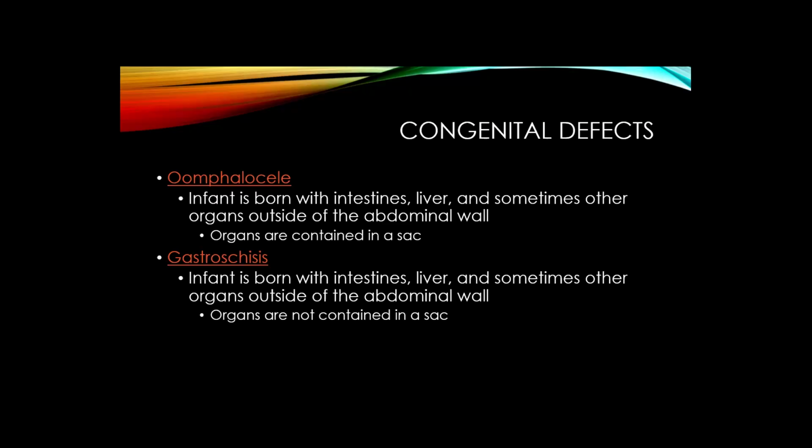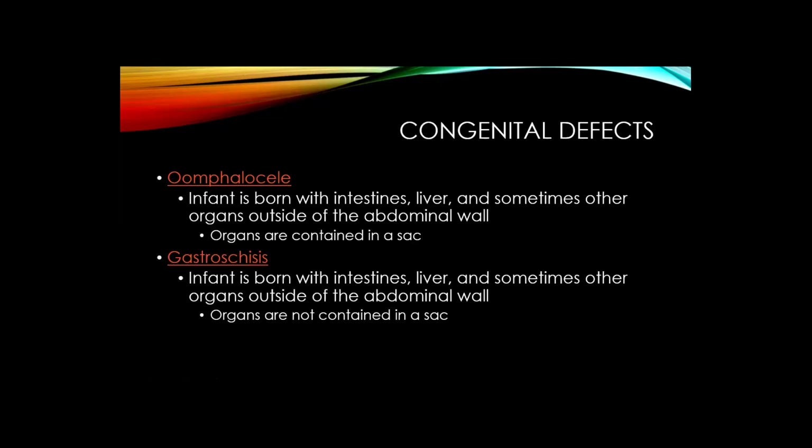Okay, gastroschisis is still an abdominal wall defect, but there's no sac containing organs. So the infant's born with intestines, liver, sometimes other organs outside of the abdominal wall, and they're just kind of free floating in the amniotic fluid. Okay, both of them usually detected in utero or on infant prenatal scans.